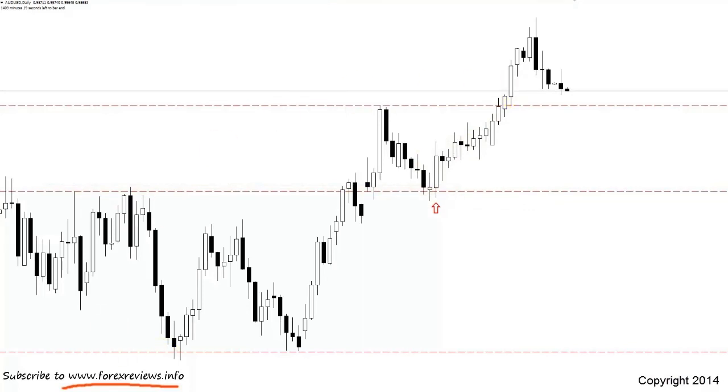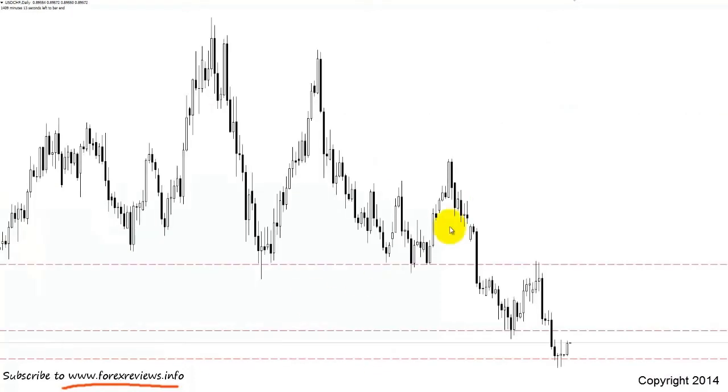Okay, let's move on to the next pair. And this area here could be a next buy zone on this pair. As you can see, we've got a bearish engulfing. Price went down. Alright.